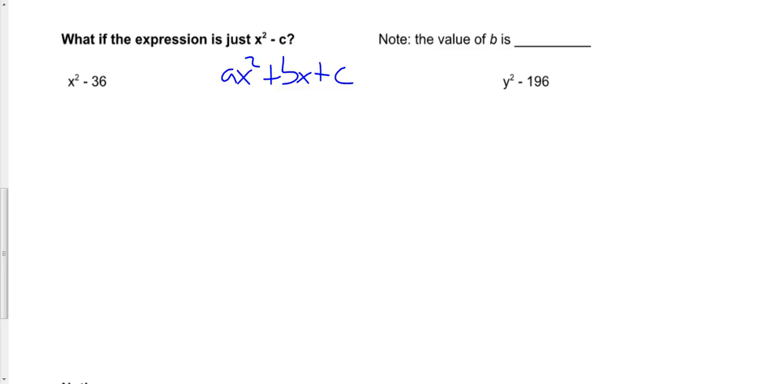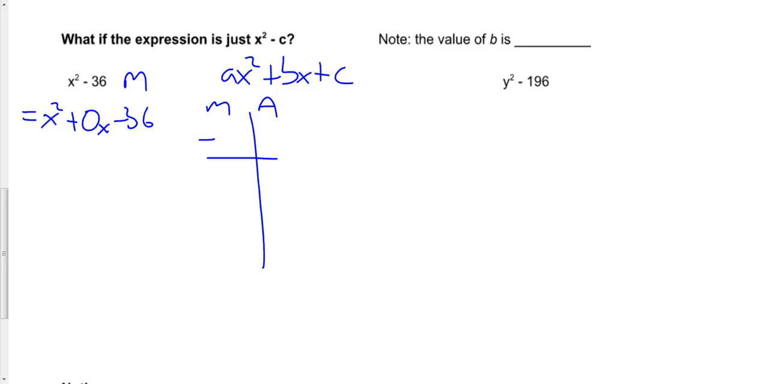So you can actually rewrite this equation as x squared plus 0 times x, which gives you 0, minus 36. And so if you go through and use your MA chart, you're looking for two numbers that are going to multiply to negative 36 and at the same time are going to add to 0. Well, if I go through my MA chart, there's a couple things that I can do.